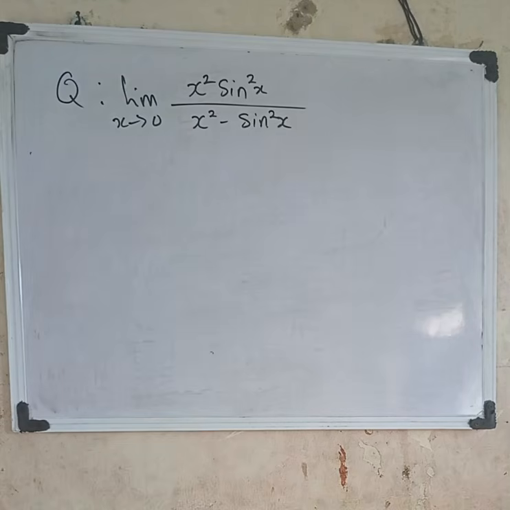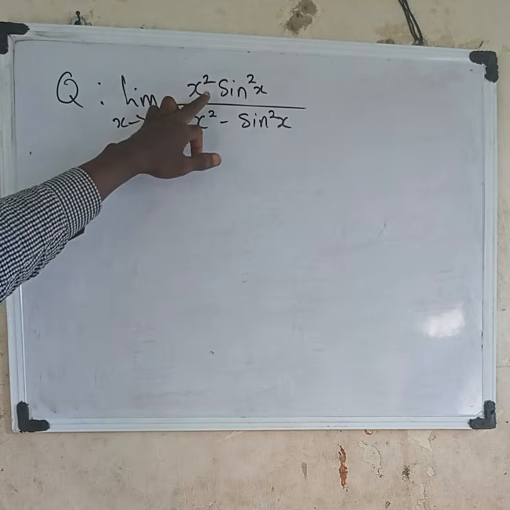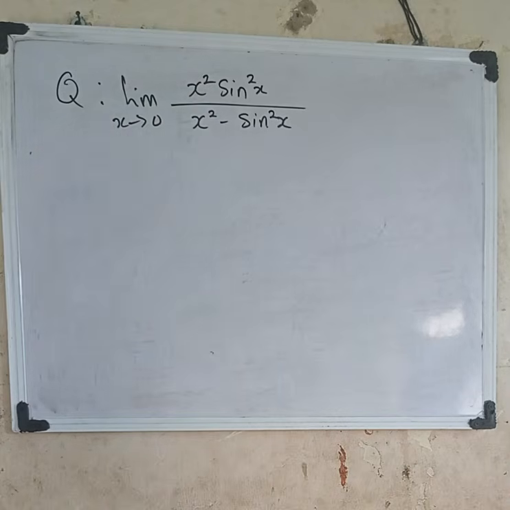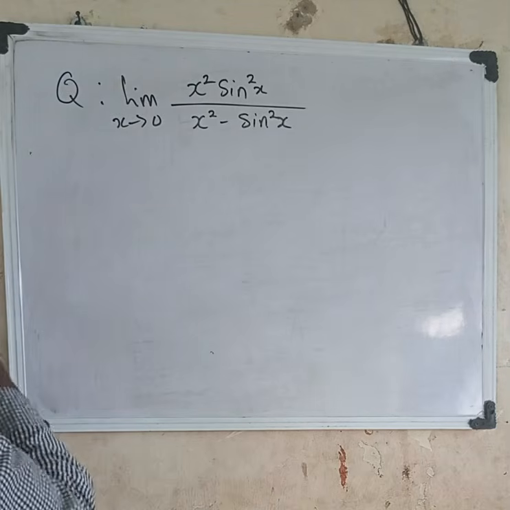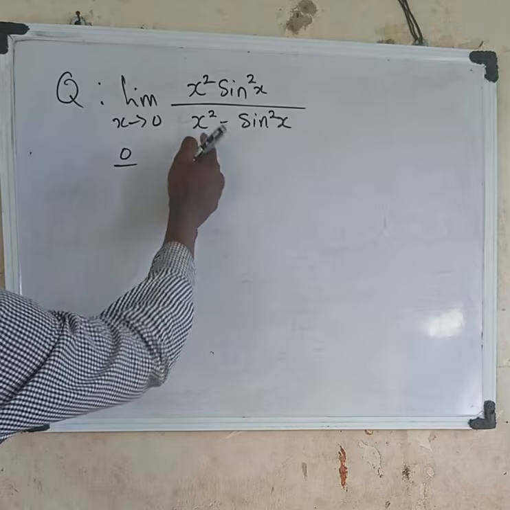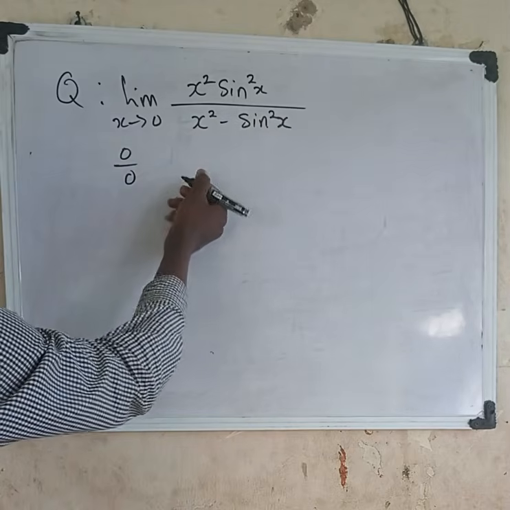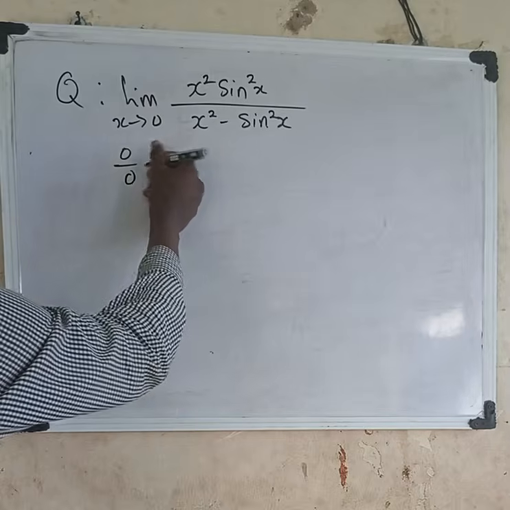So we have the limit as x tends to 0 of x squared sine squared x divided by x squared minus sine squared x. The first thing to do here now is to test it, put x equals 0 into it. So what do we have? We have 0 here, that will be 0 there, and we have 0 here. Sine squared 0 is still 0, so that will be 0 over 0.